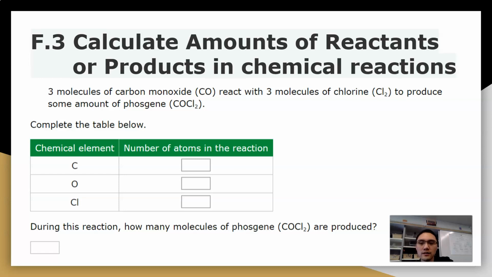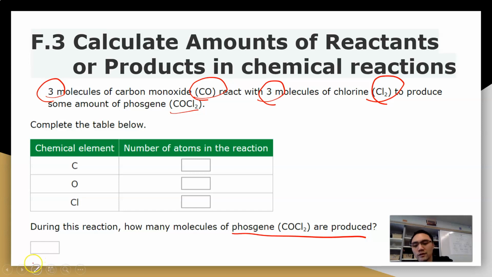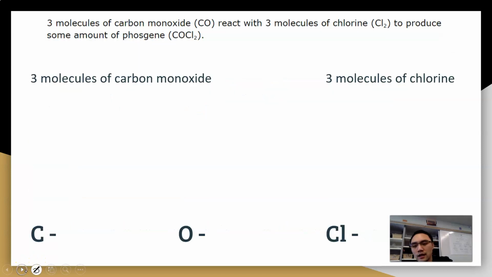So from here, guys, the question is saying that there's 3 molecules of carbon monoxide, and that reacts with 3 molecules of chlorine in order to produce some amount of phosgene, and you have to figure out how many atoms there are and how many molecules of phosgene there are total. Okay, so I'm going to move on to the next slide here.